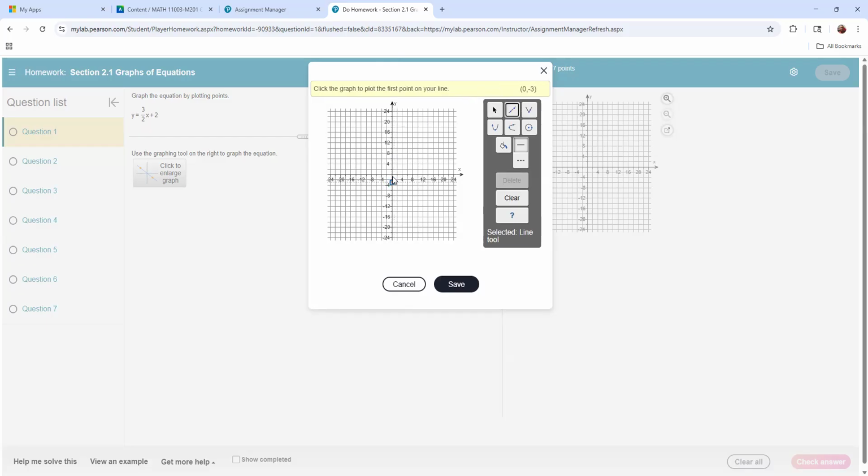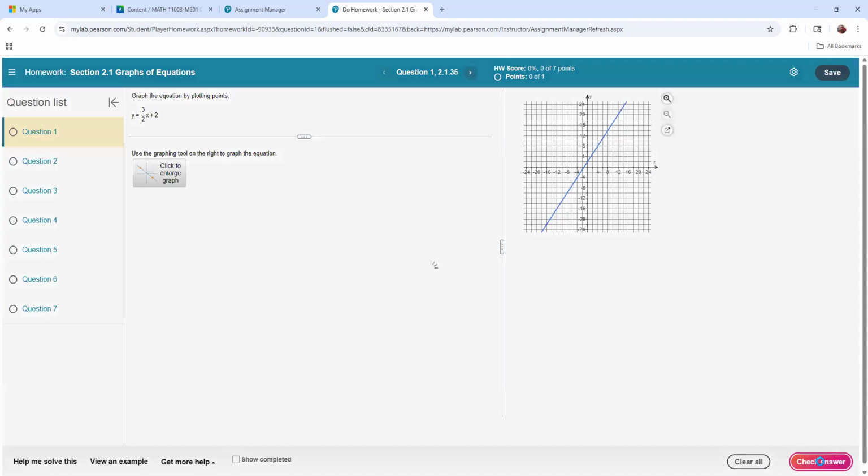So let me do 0, 2 again. See on the top right, I'm at 0, 0. And then I went 0, 1, 0, 2, click. And then we had 2, 5. So starting at the bottom, I went right 2. And then I'm going to go up 5. So that'll show the points as you're graphing it, okay? All right, then what? You save it, and then you check your answer.